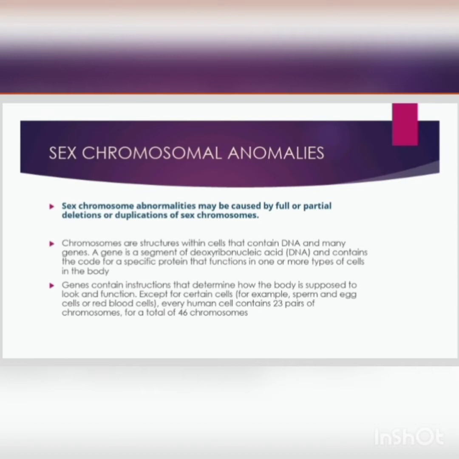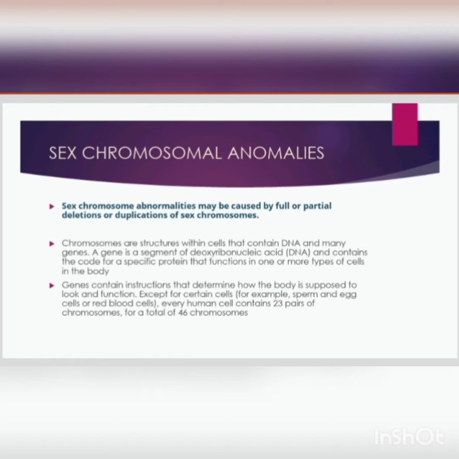Chromosomes are structures within cells that contain DNA and many genes. A gene is a segment of deoxyribonucleic acid (DNA) and contains the code for a specific protein that functions in one or more types of cells in the body. Genes contain instructions that determine how the body is supposed to look and function, except for certain cells, for example, sperms, egg cells, or red blood cells.